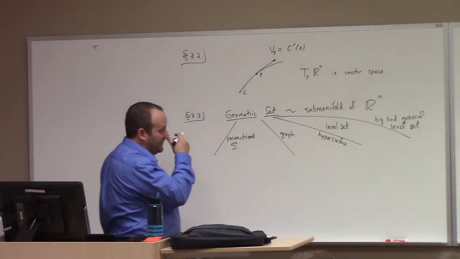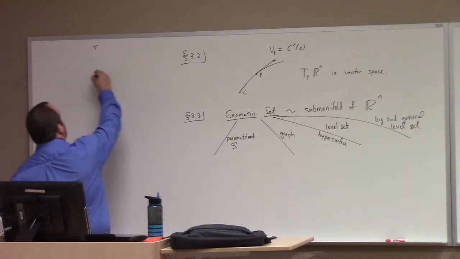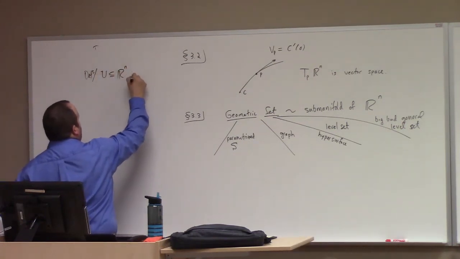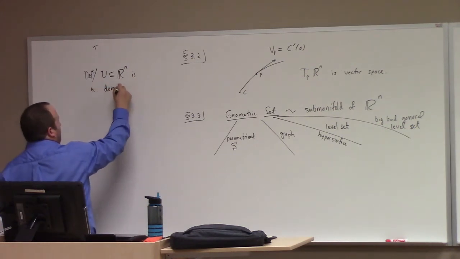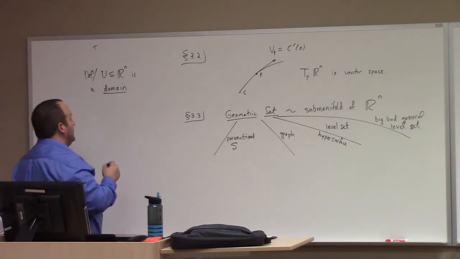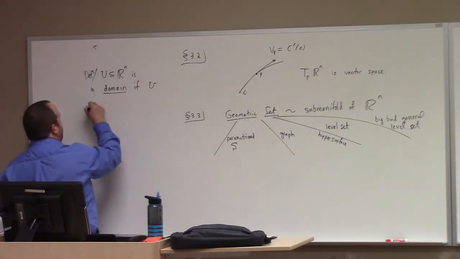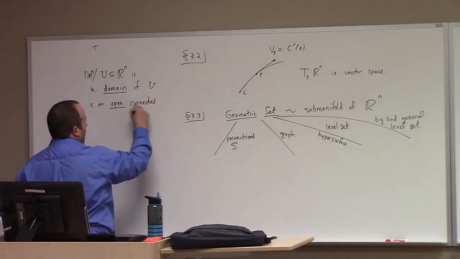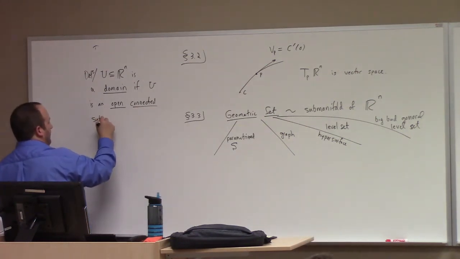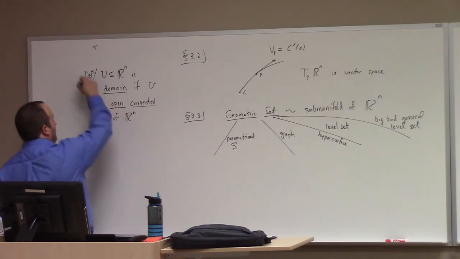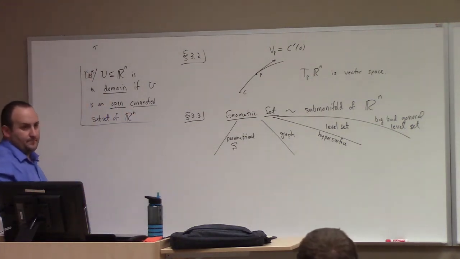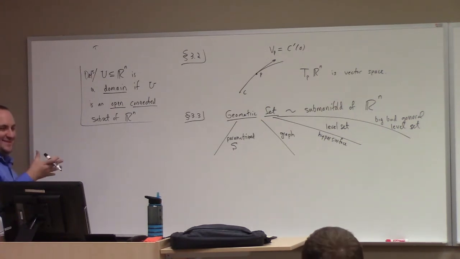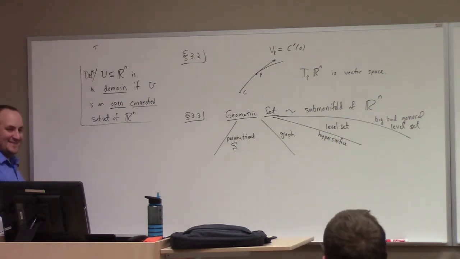So he defines a few things. One of the things he defines, and we should make sure we have a definition for here. Definition: U, a subset of Rn, is a domain. What does it mean if we call U a domain? This is a nice term. If U is an open, connected subset. So he assumes that the domain of a parameterization is a domain.